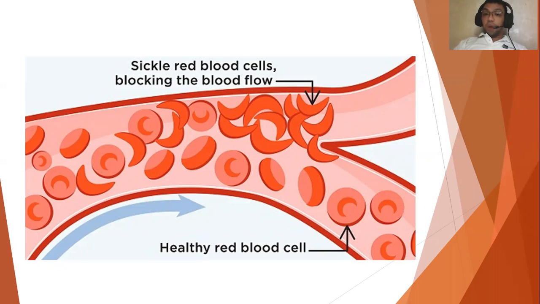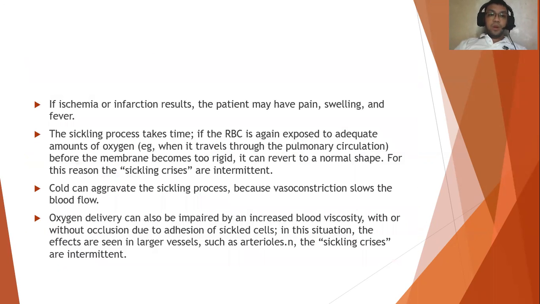Most especially in the smaller blood vessels, this can occur. The sickle cell RBCs will block the blood flow if they clump onto each other in certain smaller blood vessels of the body. So, if ischemia or infarction occurs, the patient may have pain, swelling, and fever. And the sickling process takes time.